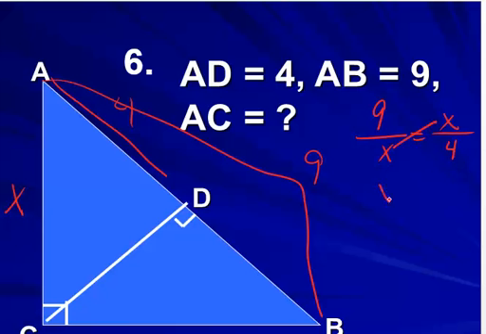Cross multiplying, X times X is X squared. 9 times 4 is 36. When we do the square root, we find that X is 6.